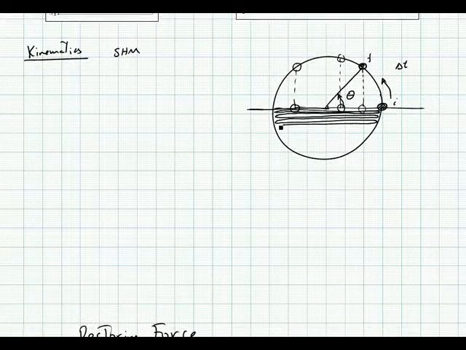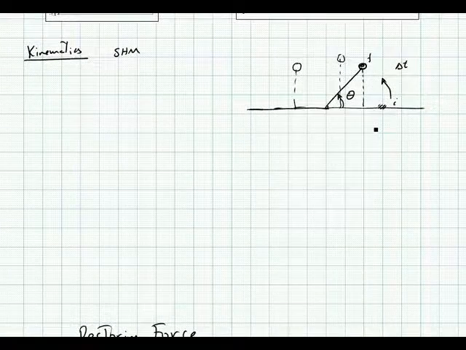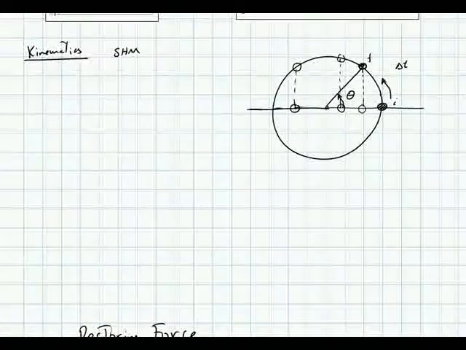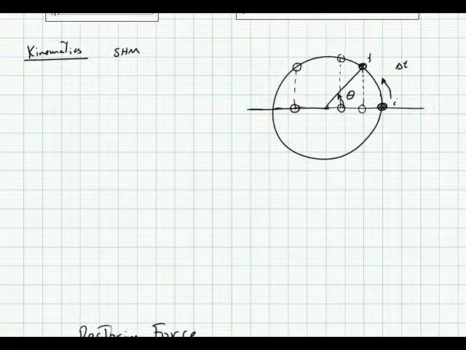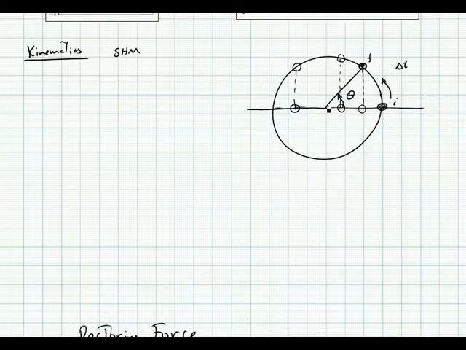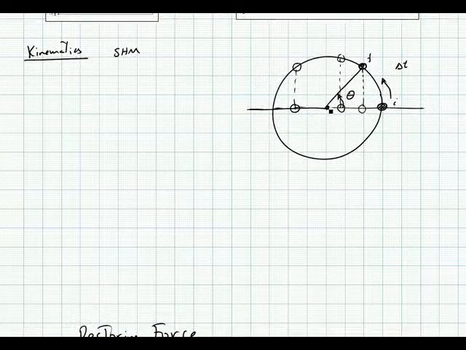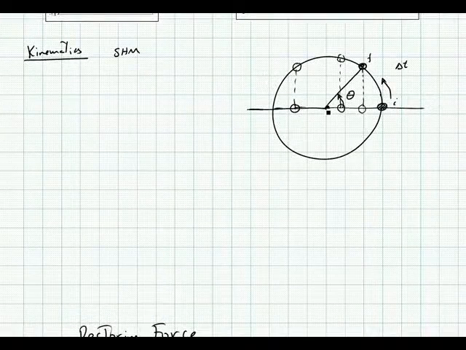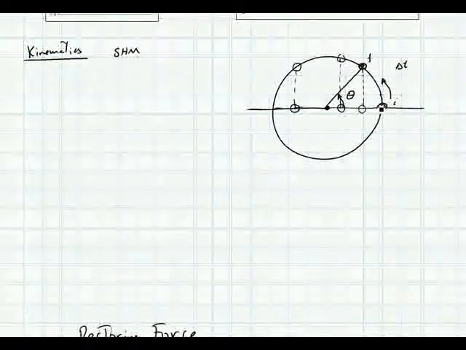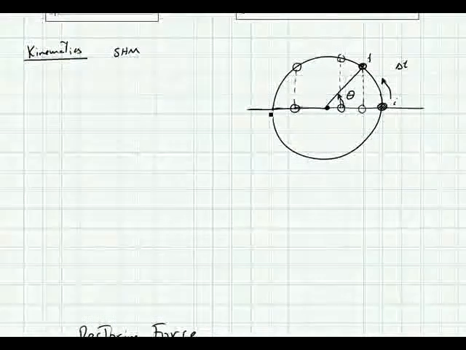As you can imagine, it will speed up in the areas closer to the center of rotation, and it will be moving more slowly at the extremities.